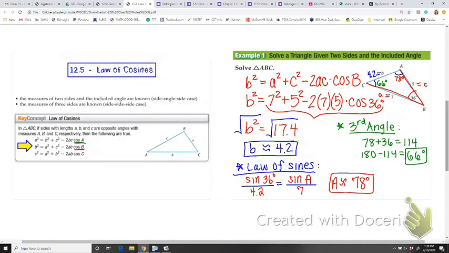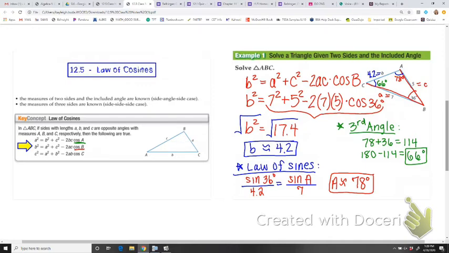So I'm just going to substitute everything that we know into this. So angle B was 36. That goes in for capital B. The 7 was opposite of capital A, angle A, so that is what lowercase a is. The 5 is lowercase c because it was opposite of capital angle C.